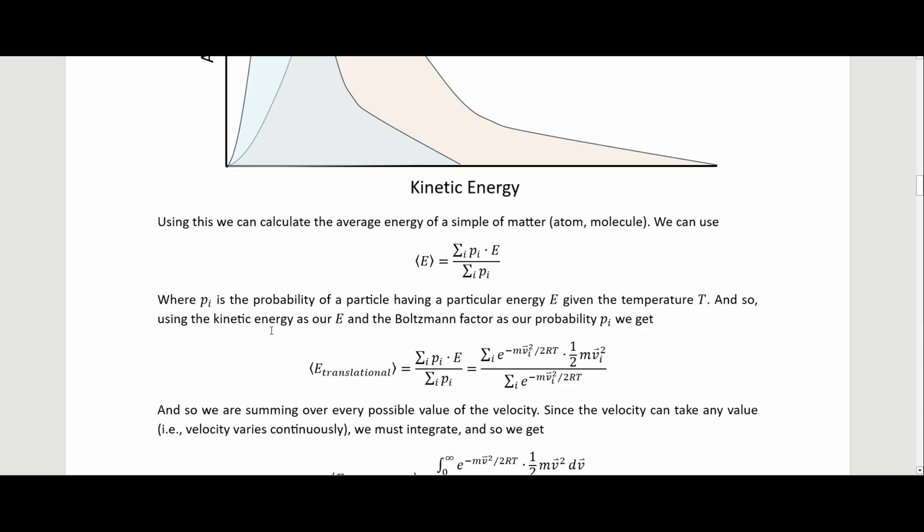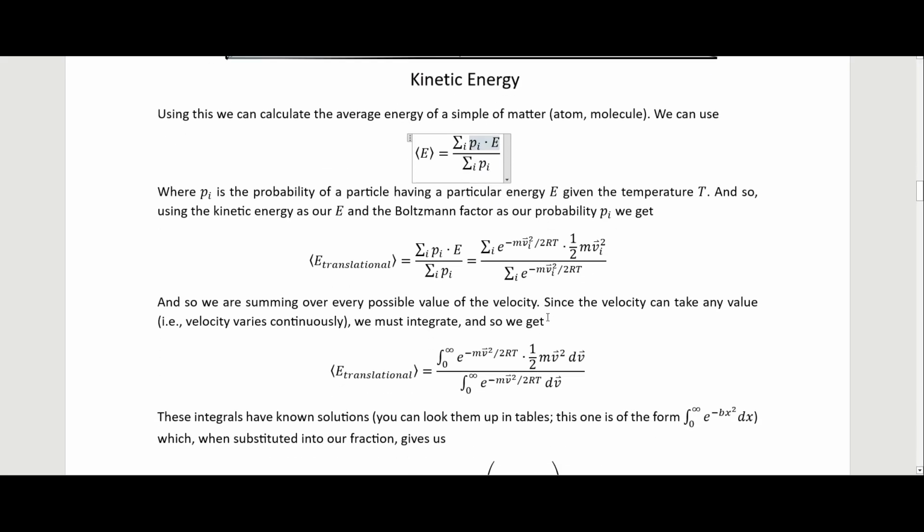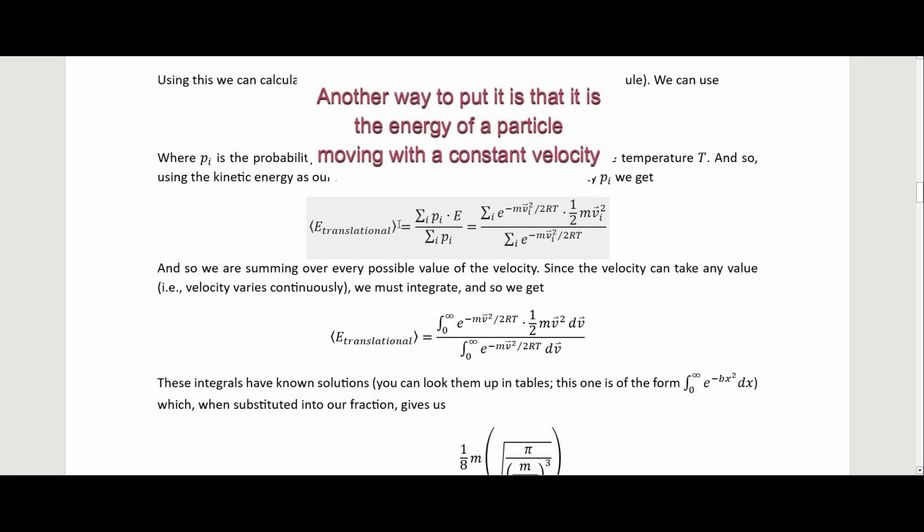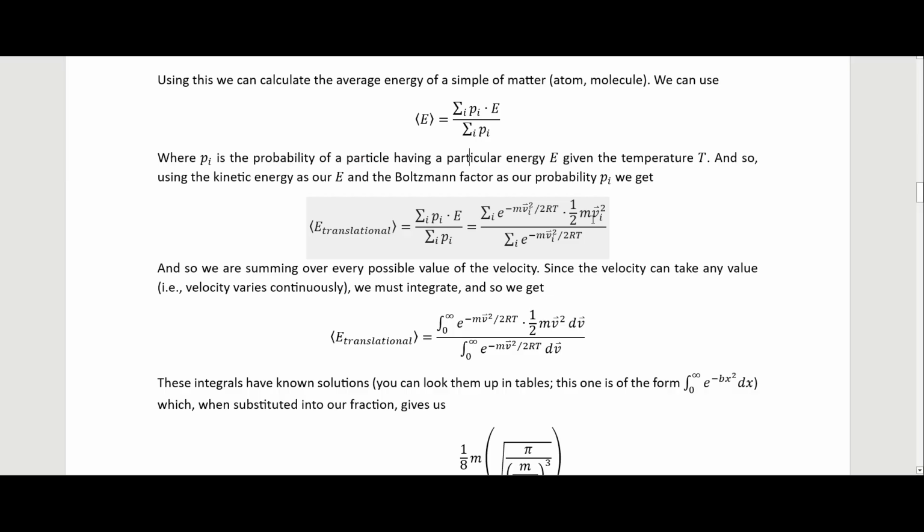And so using the kinetic energy as our E, the Boltzmann factor as a probability P. So remember, we said that the Boltzmann factor was a probability distribution, so we'll put that in for these P sub i right here, and we'll put the kinetic energy in for our energy right there. And so what we get for our translational energy, so that's just the energy that it takes to move a particle from one position to another, looks like this after we make these substitutions. So we end up with this right here.